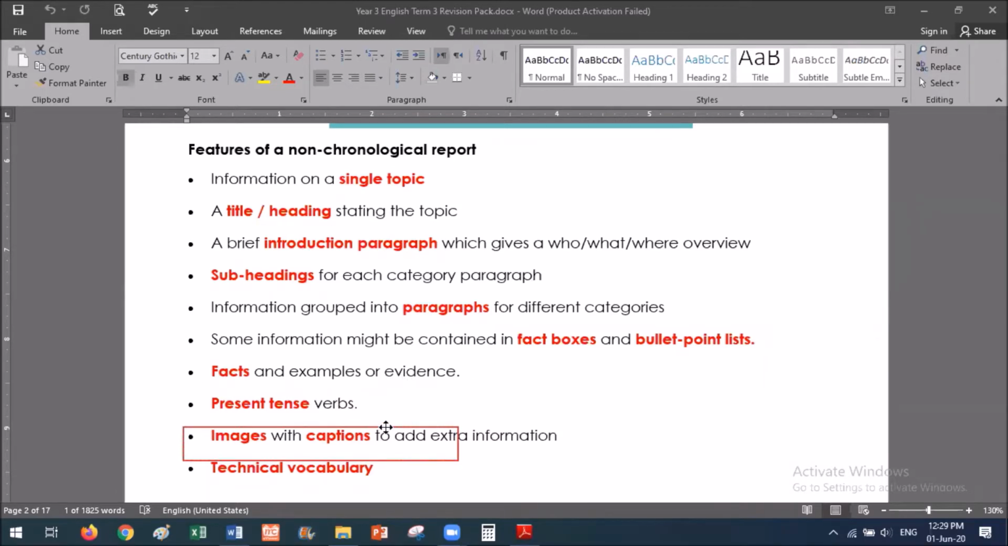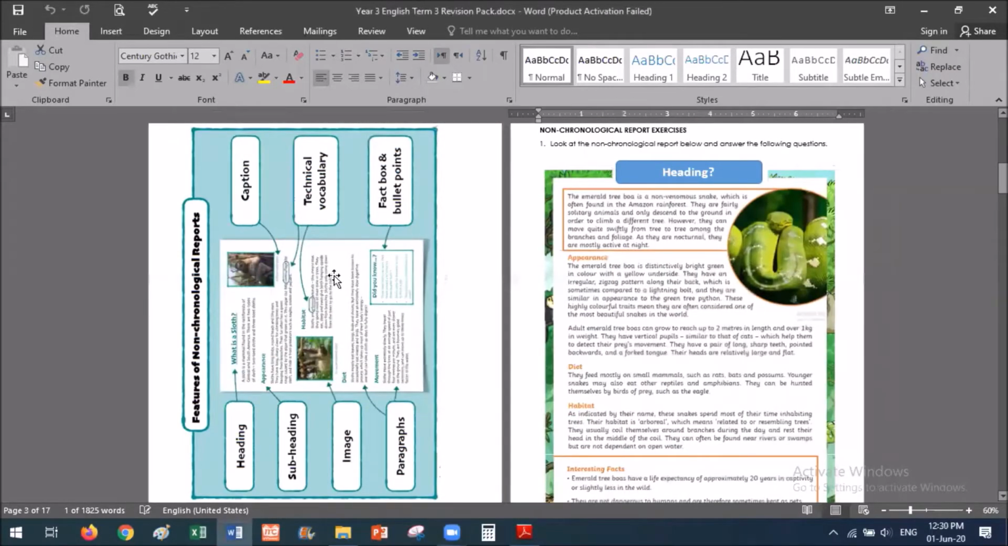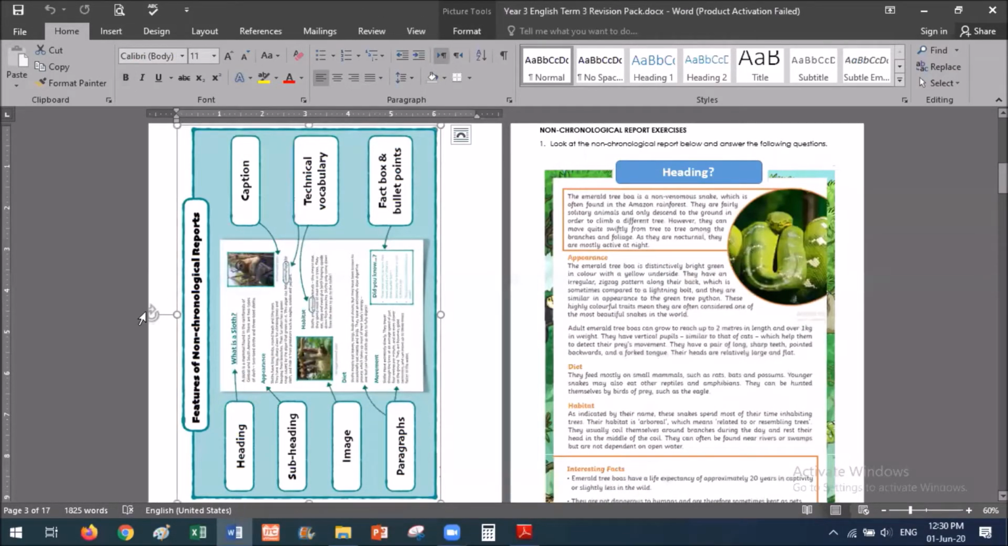We added images and captions. It's not just images, we also use diagrams as well. And we have technical vocabulary. For example, we use the word prey when we're talking about the large cat's food because they hunt them. It is their prey. So we use technical vocabulary like that. In the book, we also had the features of the non-chronological report, which you've seen a couple of times now.